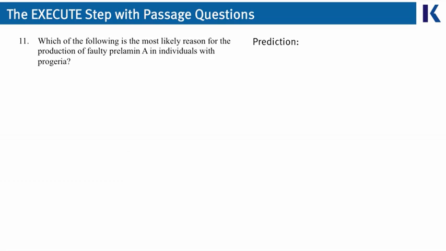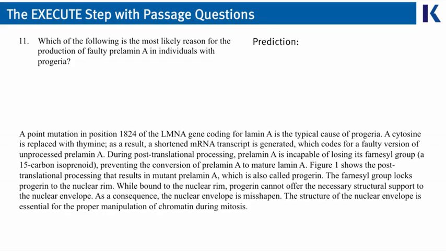How about question 11? An appropriate plan for this question would be to go back to the passage and look at paragraph 2. We're being asked about the underlying mechanism or molecular biology underlying progeria, so it makes sense to go back to this paragraph and find what the mutation is that occurs in progeria and how that might cause the issues that occur in progeria. Take a moment to look at paragraph 2 and determine what your prediction would be for this question. What is the etiology that underlies progeria?